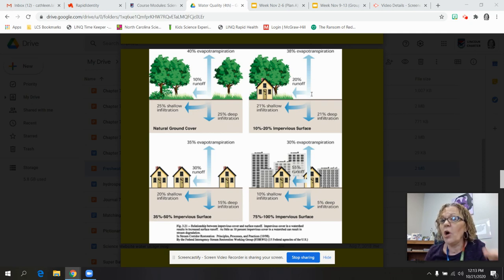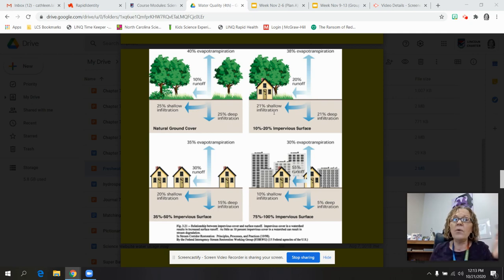And pavement, concrete, and asphalt is not going to soak all the rainwater in like soil will. You'll lose about 38% to evaporation. About 21% will go deep into the ground and replenish the aquifer. And about 21% will stay in the shallow area of the ground to water the grass and everything later.